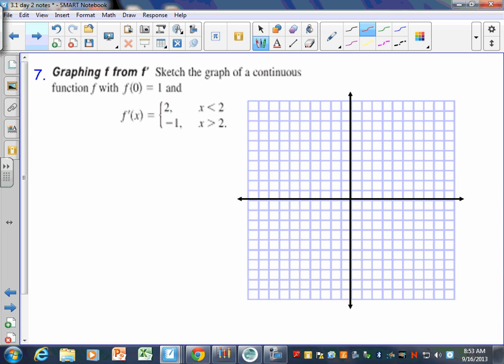So let's sketch our own graph here now that we did that one in our little introduction. Notice this one, they want you to sketch the graph of a function with these given things. So it says sketch the graph of a continuous function, which means they want it to not have any holes, gaps, or asymptotes. They tell us this, f of 0 equals 1. What does that mean?